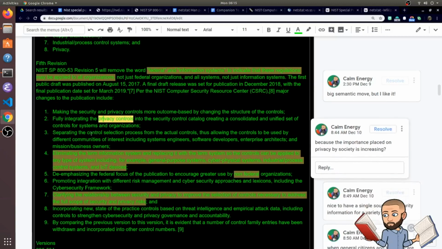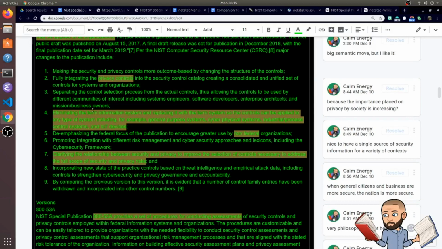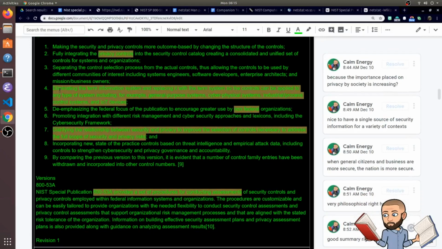I'll draw your attention to number 2, where it says fully integrating the privacy controls into the security control catalog. So this is important because society is increasingly caring about privacy. For good reason, I'd say. I'm not getting into that debate now. But NIST cares about it, so that's nice to see in revision 5. Another thing is they're eliminating the term information system and replacing it with the term system so the controls can be applied to any type of system.